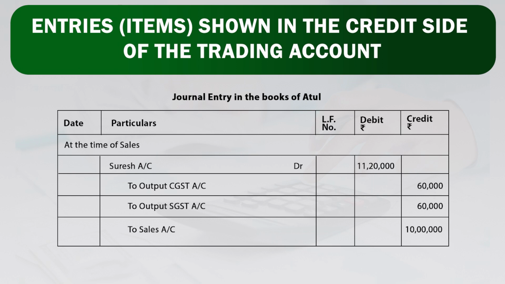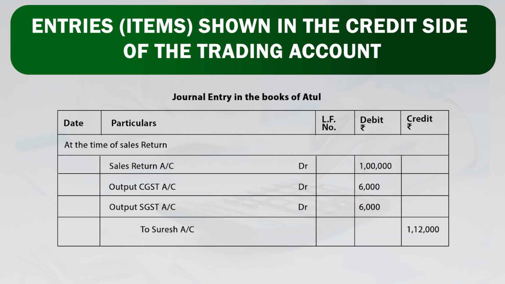So, finally, the journal entry will be like this: Suresh account debit 11,20,000 rupees, to output CGST account 60,000, to output SGST account 60,000 and to sales account 10 lakh rupees. But we have received back sales of rupees 1 lakh. So, sales return account will be debited by 1 lakh and whatever amount of CGST and SGST you have credited, again you have to debit back, because to that extent we have to cancel the effect of both the taxes. So, sales return account will be debited by 1 lakh rupees, output CGST account will be debited by 6,000, output SGST account will be debited by 6,000 and finally, Suresh account will be credited by 1,12,000 rupees.